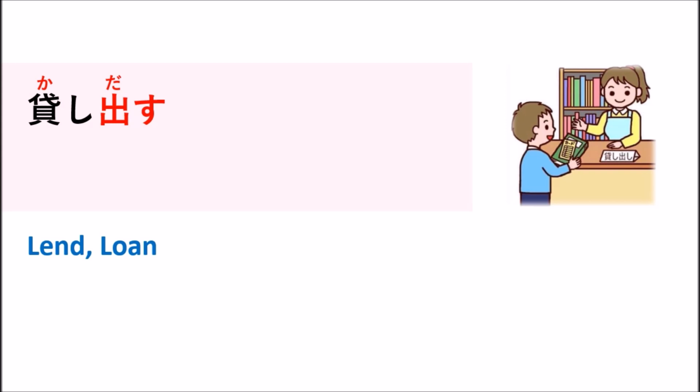Imagine that in a library we have the library staff and the student who comes to borrow the book. If you are the staff, that means you will be the Kashidasu. This means you are the person who lets other people borrow the books, right? So in the case that you are the person who lets another person borrow, you use Kashidasu or Kashidashi.